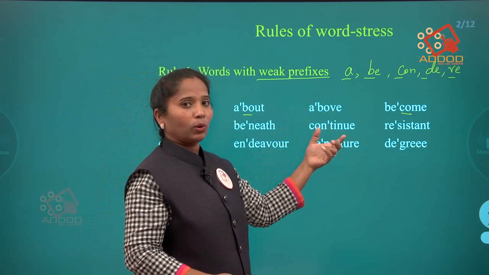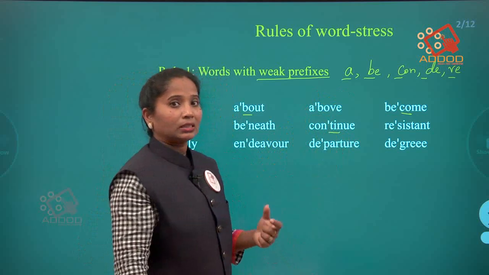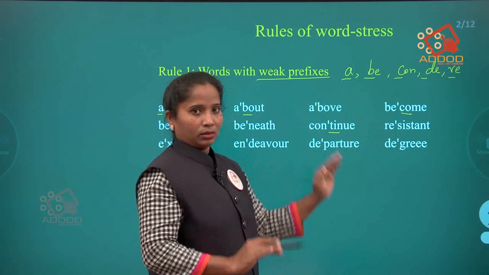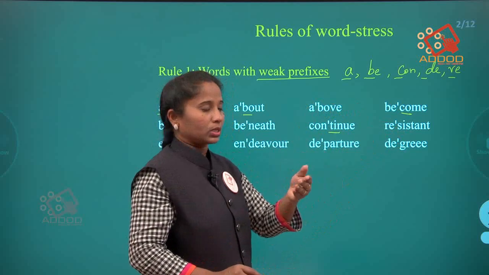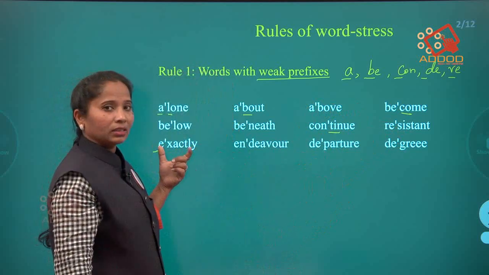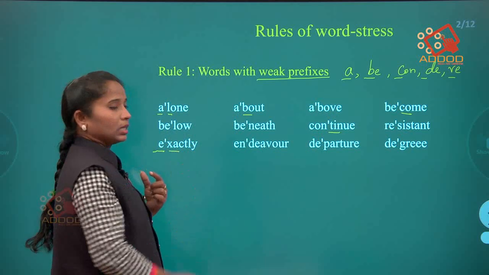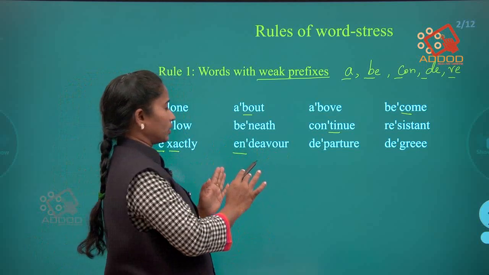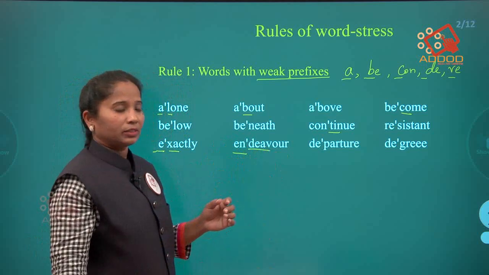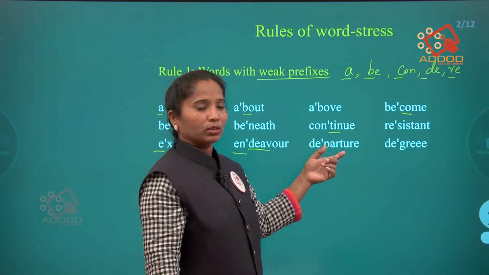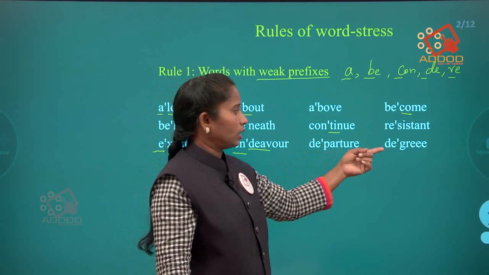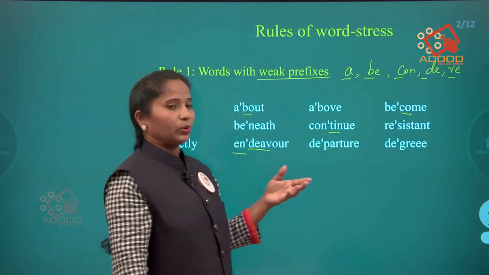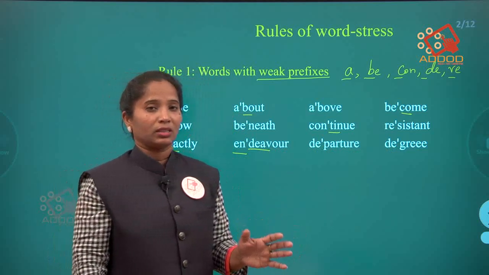Now come to the third prefix, con. Continue, continue, okay? You have to stress on T, continue. Resist, resist. So R, no stress. From S, you have to use a stress. So resist, exactly. You have to stress on the second syllable. Endeavor, endeavor. So here no stress. You have to stress from D, endeavor. Departure, stress on P, departure. Degree, okay, degree. So on gree, you have to put more stress. Degree, okay, this is how you have to pronounce correct English vocabulary.